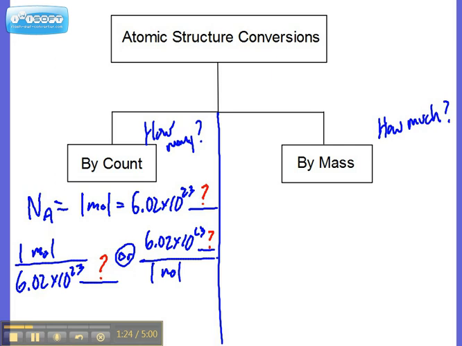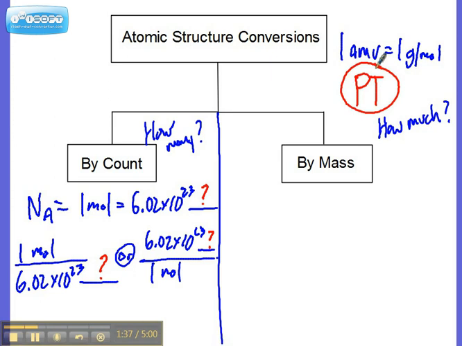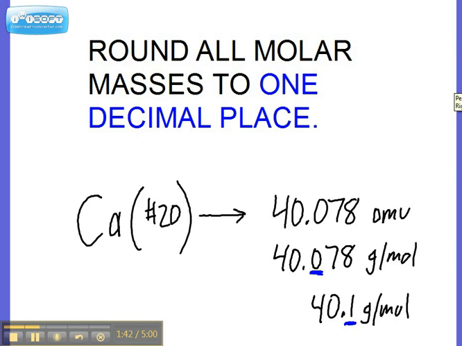On the mass side of things, we have a new equality that's of use to us. 1 AMU is equal to 1 gram per mole. What that means is that the values on the periodic table just became a whole lot more important. We're going to use a convention in the course that relates to rounding. All students should be rounding molar mass values to 1 decimal place. We know that for calcium, the molar mass would be 40.078. We're going to round that to 40.1 so that we're all on the same page.